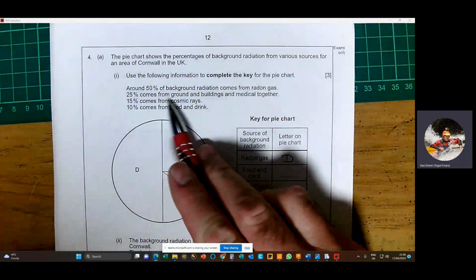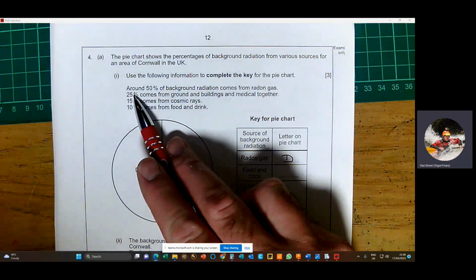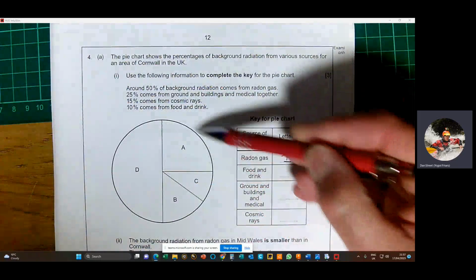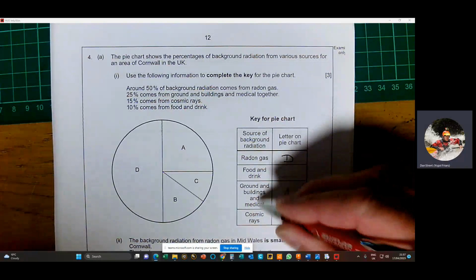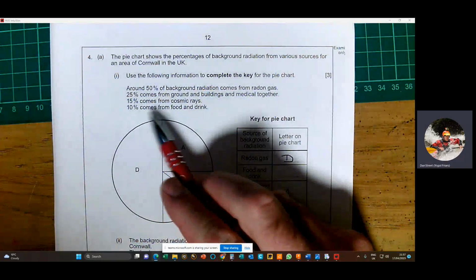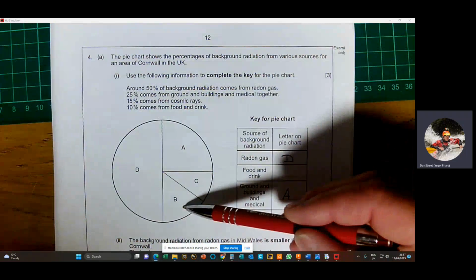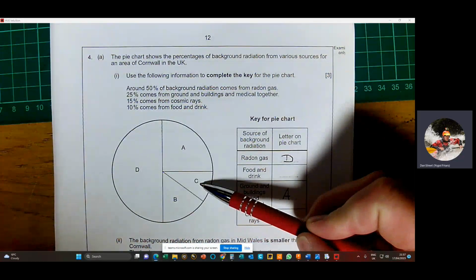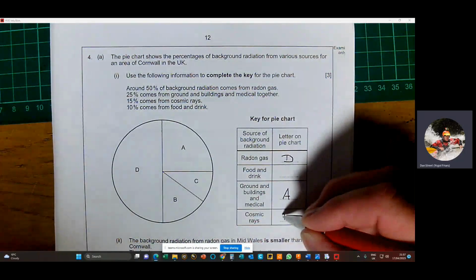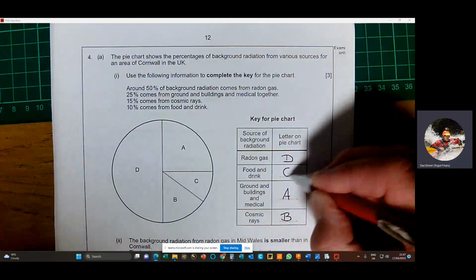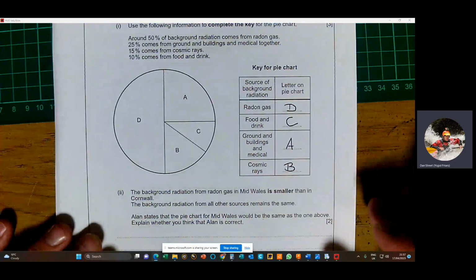Then it says 25% comes from ground and buildings and medical together. So 25% is a quarter, and we can see that area A is a quarter of this circle. So that must be this one here, grounds, buildings and medical. 15% comes from cosmic rays and 10% comes from food and drink. So if we take the only two parts left, we can see that B is bigger than C. So B must be the 15%. So B is cosmic rays, which leaves us with C as food and drink. Okay, so just a matter of working that out from the diagram there, really.